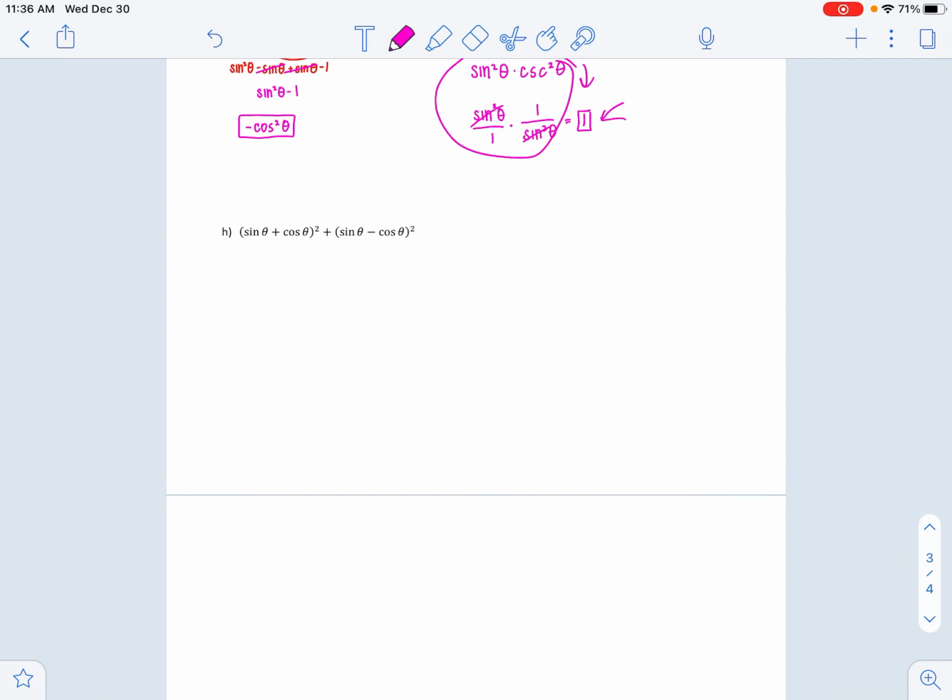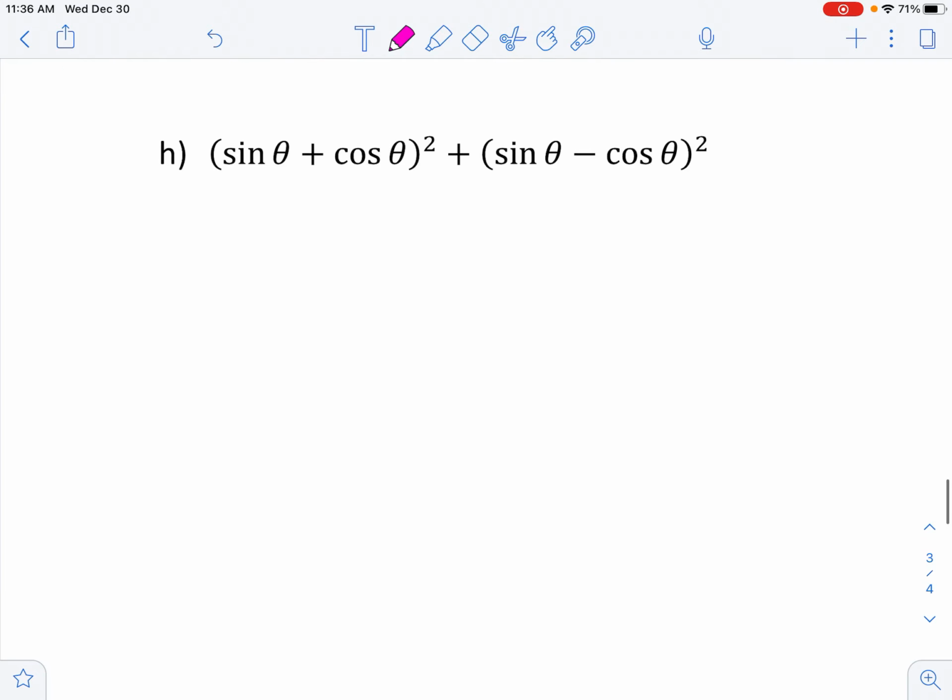All right, the very last one here, okay? So first thing I notice is that this is not squared, so I have to do something about this. So let's do something about it. All right, so what can I do if I saw x plus 2 quantity squared and I was like, I need to do something with this, I could expand it by writing it out by it times itself. So that's what I'm going to do. Sine of theta plus cosine of theta times sine of theta plus cosine of theta.